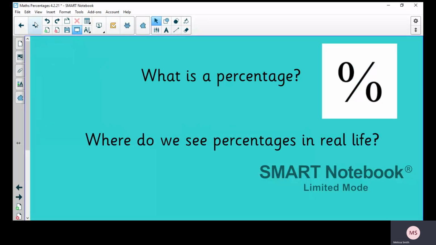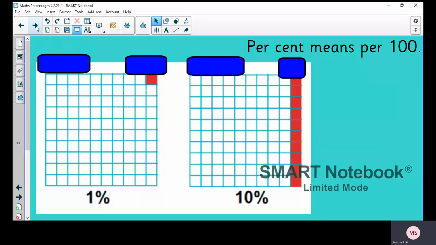Before we look at how to do that, let's have a think. What is a percentage, and where do we see percentages in real life? I've also included the symbol for percent here. Pause the video, have a think about those two questions. Right, let's have a look.